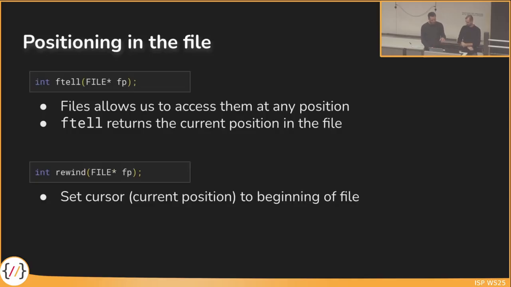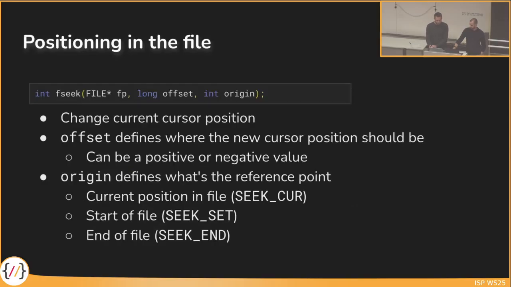So we come to another function that is related to this positioning, and afterwards we'll have an example to show you how to use those functions. So the third one is the fseek. This function basically takes the file pointer, an offset, and an origin. We'll have an example on the next slide. It basically changes the current cursor position.